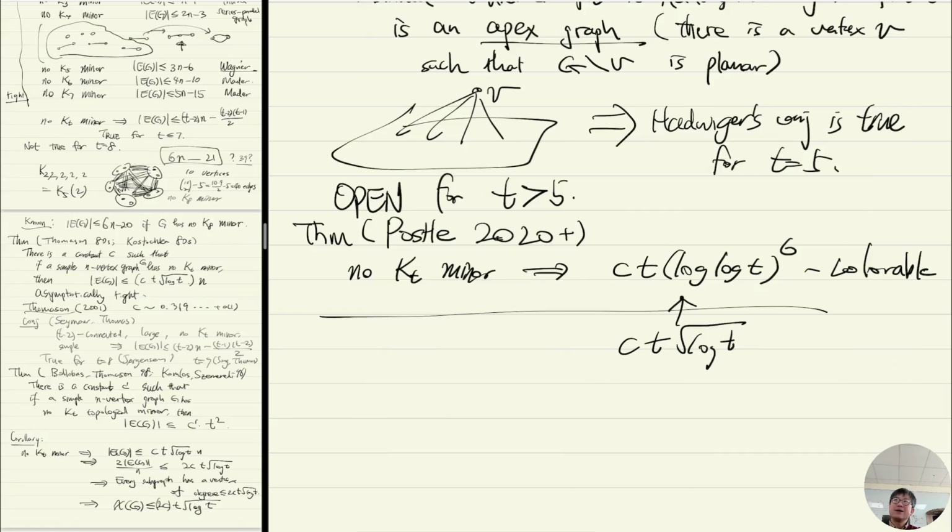Oh, by the way, I didn't mention why we don't talk about the topological minor version of Hadwiger's conjecture. It has been a conjecture actually, which turns out to be false. So there are graphs which don't have a K_t topological minor and have large chromatic number. I'm not going to go into that, but there are such graphs.